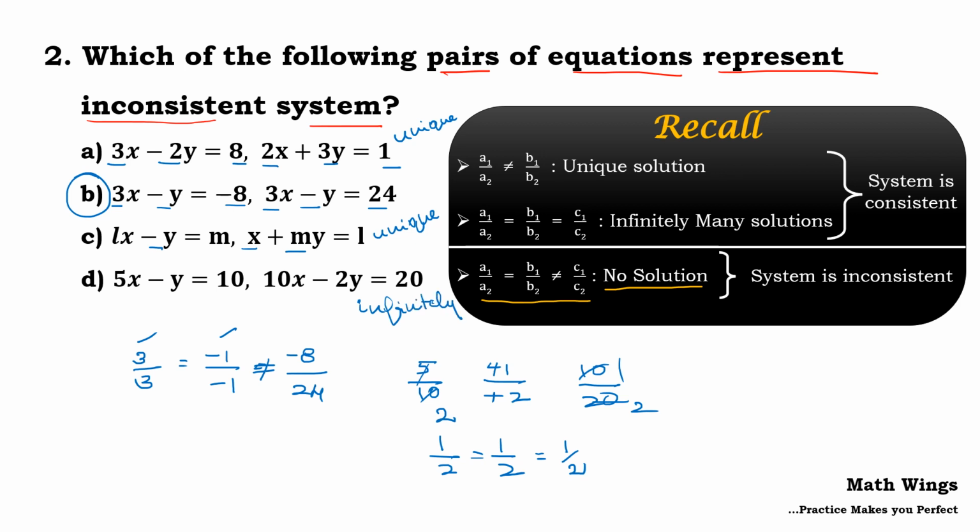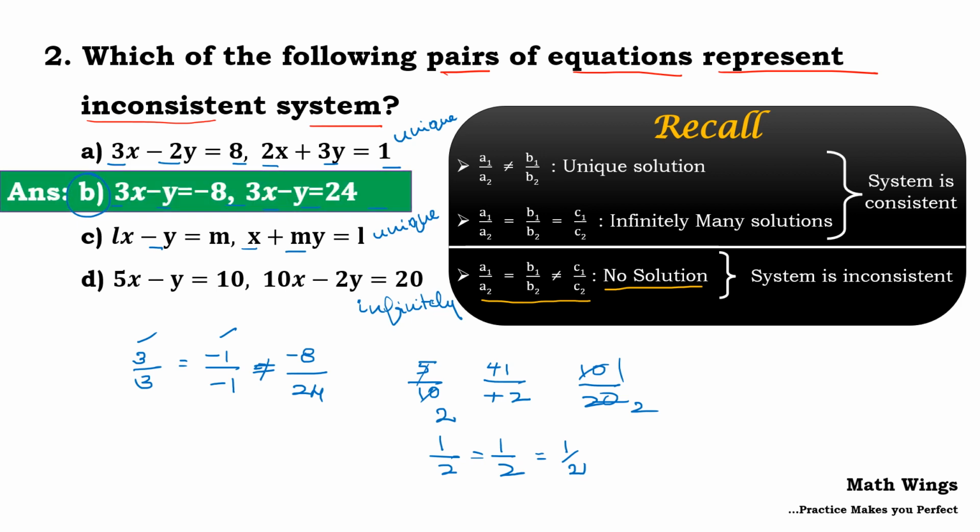Therefore, which is the correct answer here? You're correct. The correct answer here is option B: 3x - y = -8, and the second equation is 3x - y = 24. So we'll move on to the next problem.